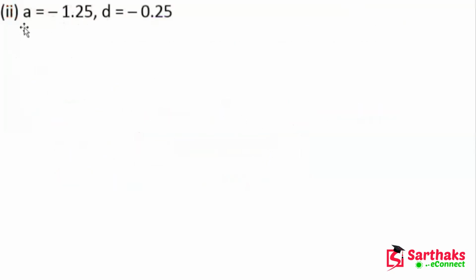So the second question is: we have A equals minus 1.25 and D equals minus 0.25. In this case we have to find A2. What is A2? A1 plus D. So now here we can find it easily.